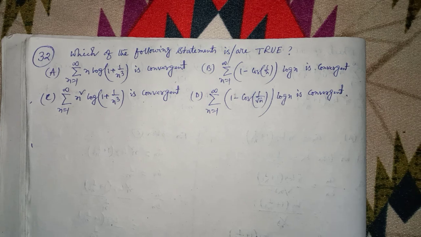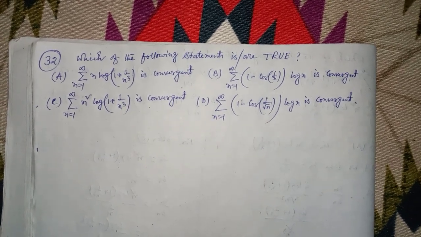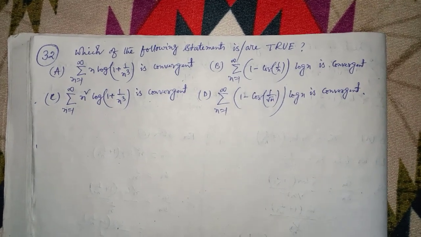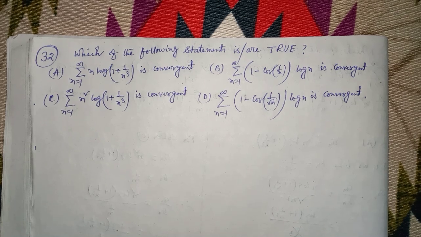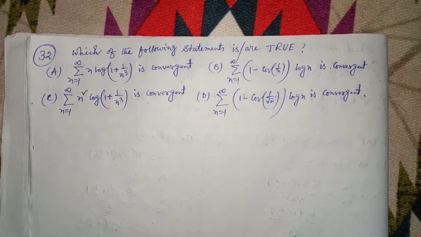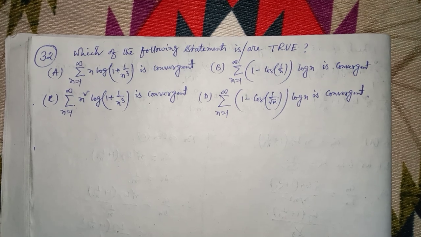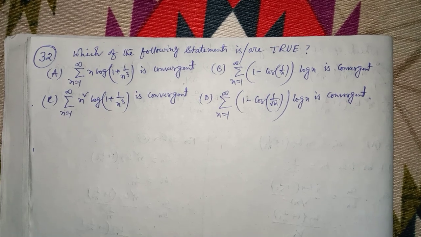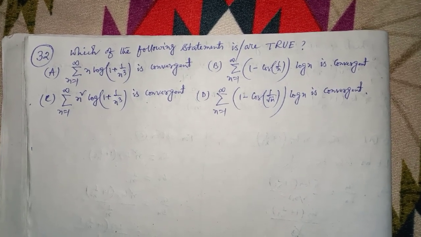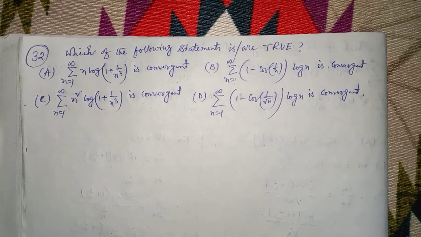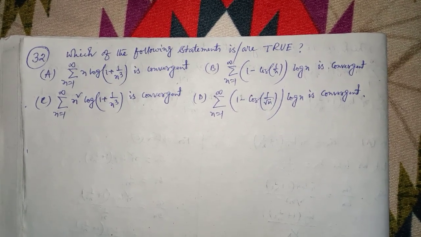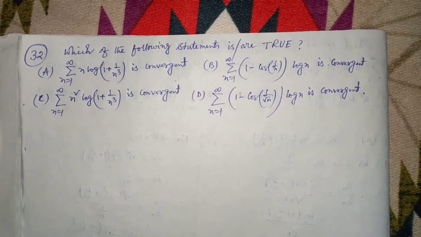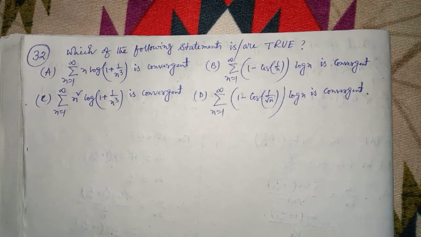Hello students, now we solve question number 32 from the question series of IIT JAM 2024 mathematics question paper. This question is given from real analysis and the question is in section B. So here one or more options are true and here 4 series of real numbers are given. Let us check which series are convergent.